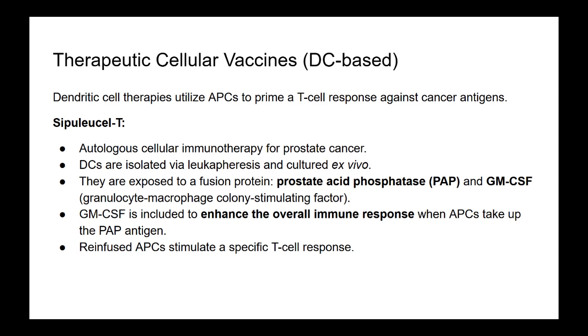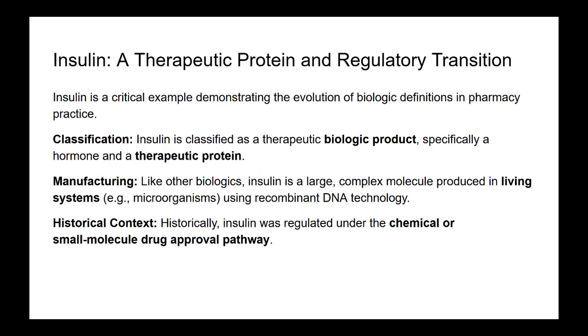The sheer complexity of these biologics, especially the cellular therapies, must force constant evolution in how they're regulated. Let's look at a case study, maybe, of how this regulatory transition can happen, focusing on a very familiar biologic. Insulin. Insulin is a perfect case study of this regulatory evolution, almost a gray area historically. It is fundamentally a therapeutic protein, a hormone. It's large, complex, and produced in living systems, originally animal pancreas, now mostly recombinant bacteria or yeast. It clearly fits the definition of a biologic.